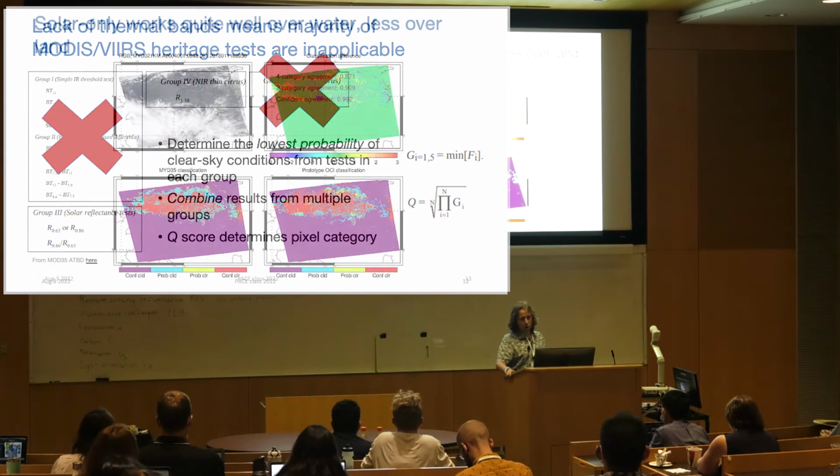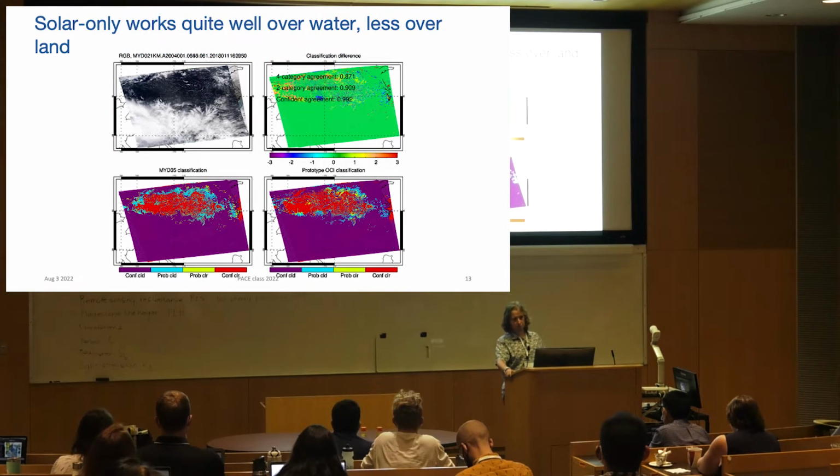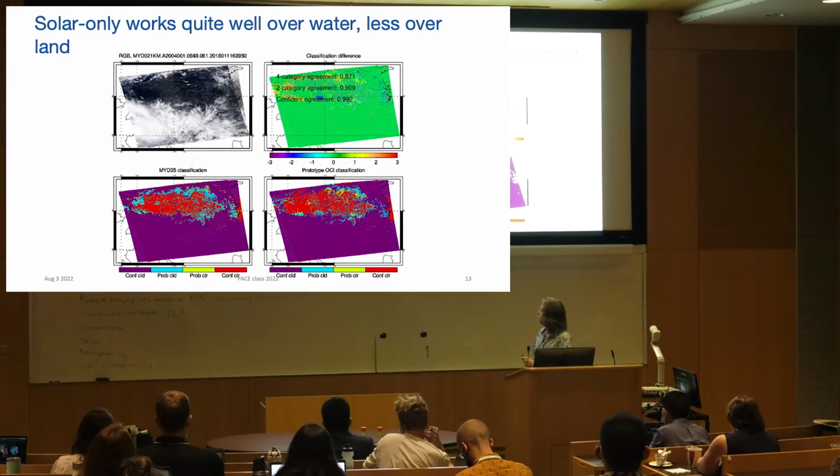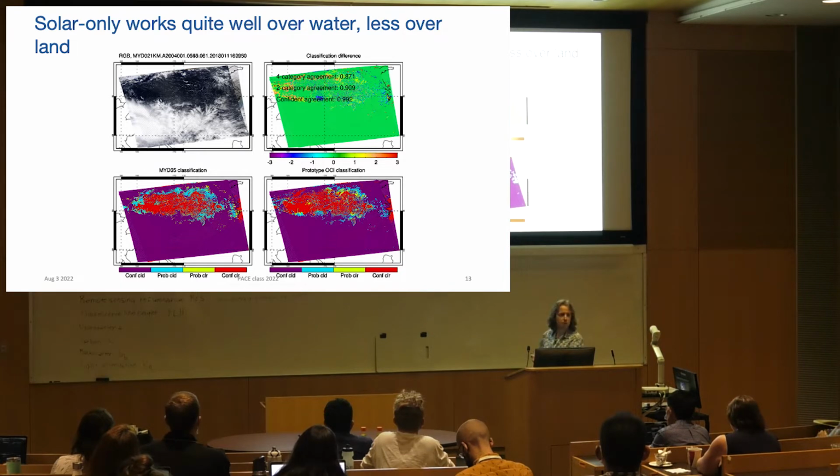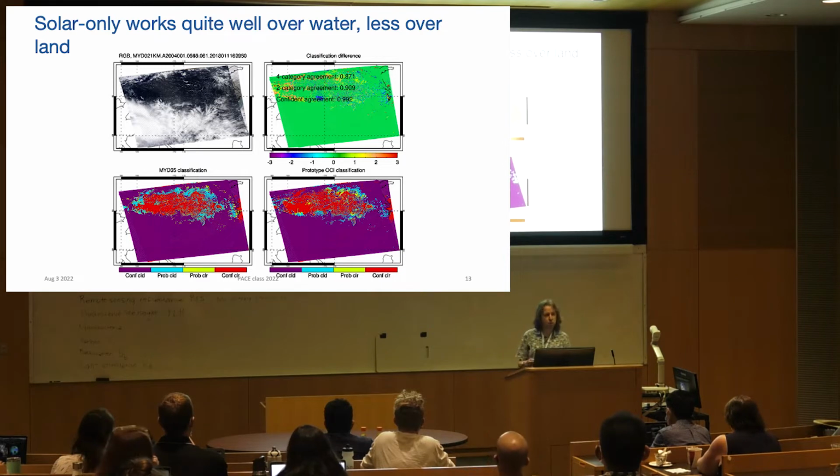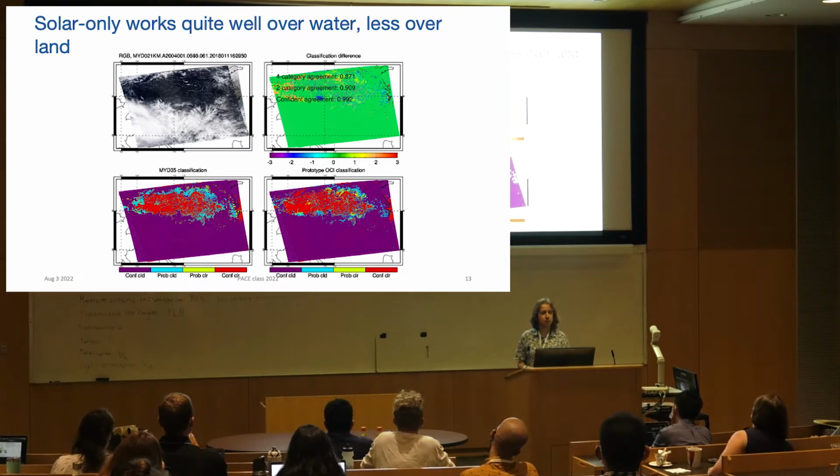So these solar-only tests still work pretty well over water. Here I've got a true color image. This is the MODIS classification, and this is what happens if you run the MODIS mask but switch off all the tests that OCI won't do. And if you kind of squint, they're really quite similar. Most of the difference is in these areas where the mask is not confident but is probable. So maybe it's good enough in a lot of cases, but it would still be nice to do better.